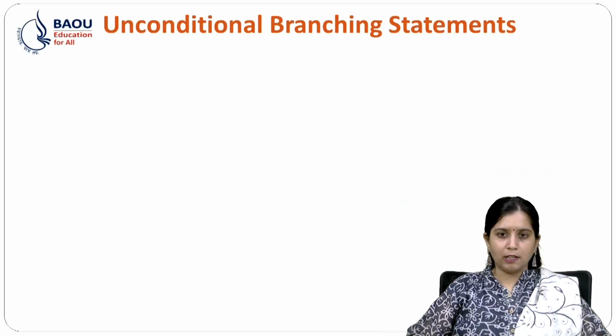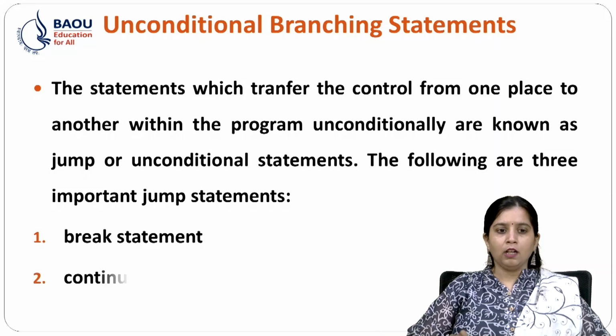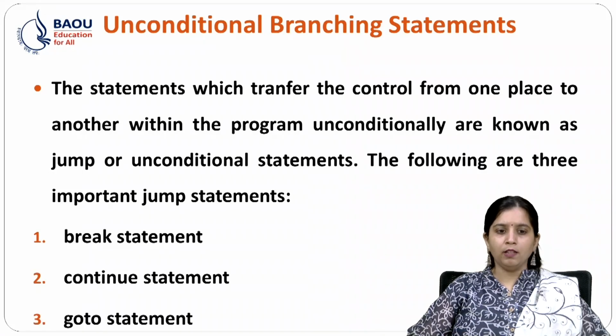So there are three types of unconditional branching statements in C++. First of all, we will see the concept of unconditional branching statements, and after that we will look into each unconditional branching statement. The statements which transfer the control from one place to another within the program unconditionally are known as jump or unconditional statements. There are three important jump statements, that is break statement, continue statement and goto label statement.